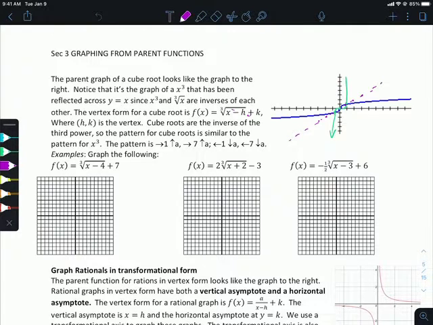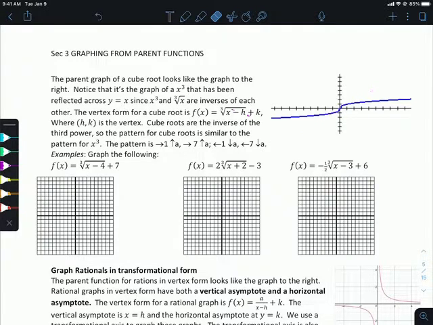Our cube root graph is the inverse of our quantity cubed. Remember, our cubed is this green picture here. So remember, our inverses are reflected across the y equals x line. So we get this blue picture here. So this is our parent function for our cube root.